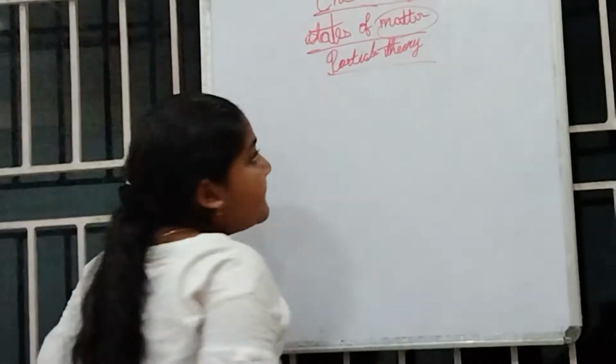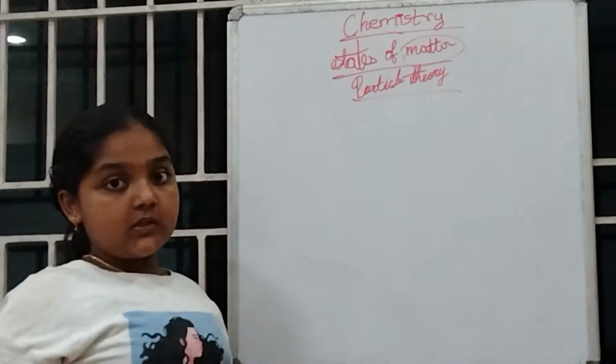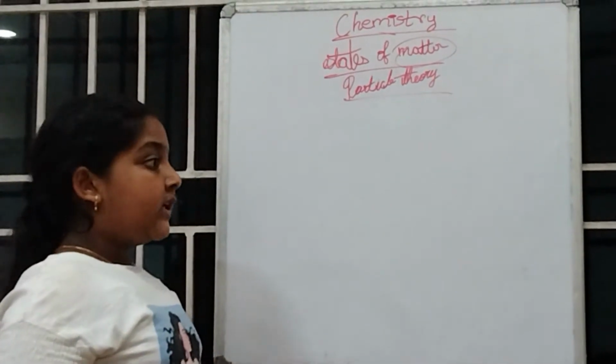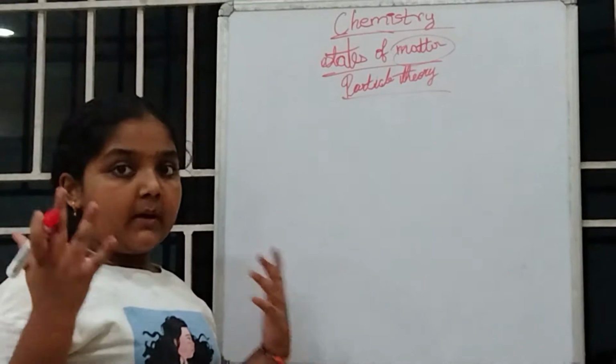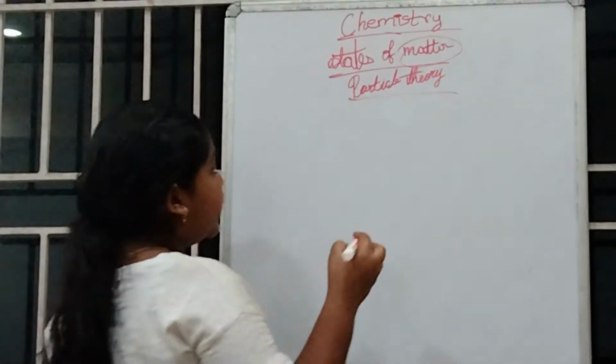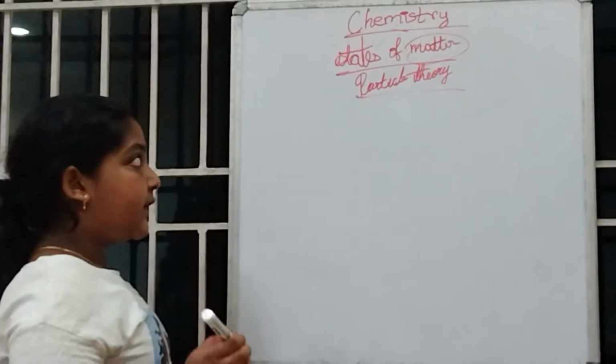Particle theory. What is matter? Matter has a fixed volume and a fixed shape. It has a fixed mass and it occupies space. Then we can explain matter by particle theory.